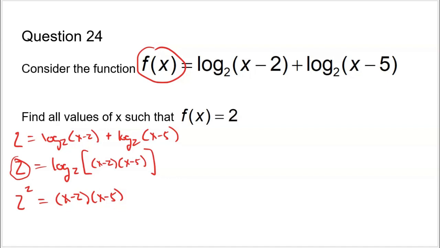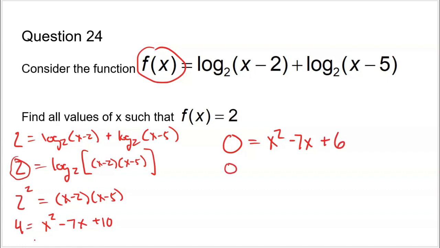Now I'm just going to do a little bit of multiplication. 2 squared is 4. And over here, I get x squared minus 7x plus 10 when I do the multiplication. Now I've got myself a good old quadratic. Hopefully you haven't forgotten how to solve a quadratic. I've got to get a 0 on one side so I can factor. So if I subtract 4 from both sides, I get x squared minus 7x plus 6.